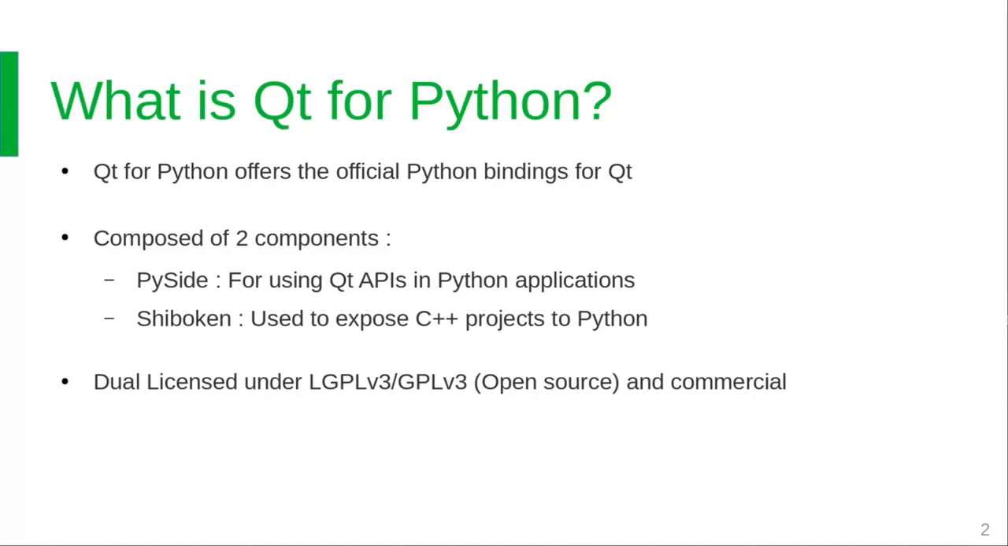Just like Qt, Qt for Python is dual licensed, one is under LGPL or GPL3 and another one is commercial. The LGPL or GPL3 license is more open source friendly, and if you need to do some commercial application, you will need to opt into the commercial license.